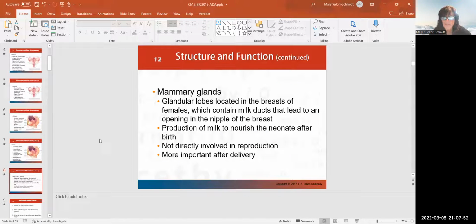Then we have the breasts. Mammary glands are glandular lobes inside the breasts, and they have milk ducts, which lead to openings in the nipples. Production of milk to nourish the neonate after it's born is their only function. They are not really involved in delivery and not really involved in reproduction per se.